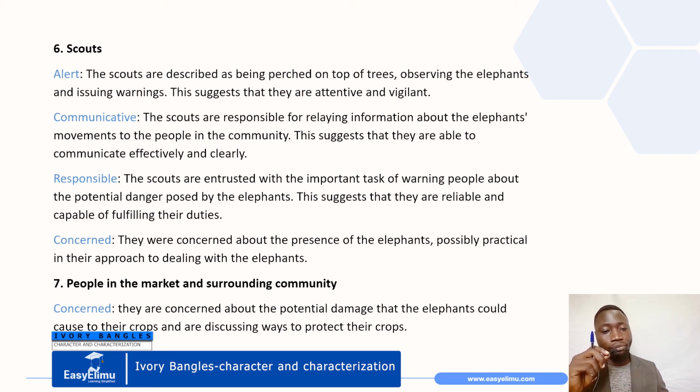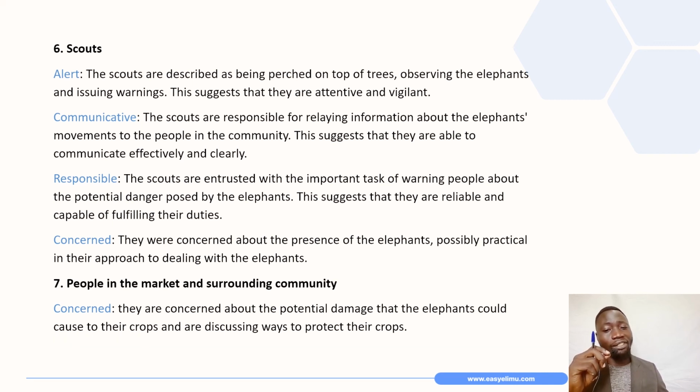So they are also concerned. They are concerned about the presence of the elephants, possibly practical in their approach to dealing with the elephants. So people in the market are concerned about the potential damage that the elephants could cause to their crops and are discussing ways to protect their crops. So again, that is why the scouts are seen to be alerting the people of the community.